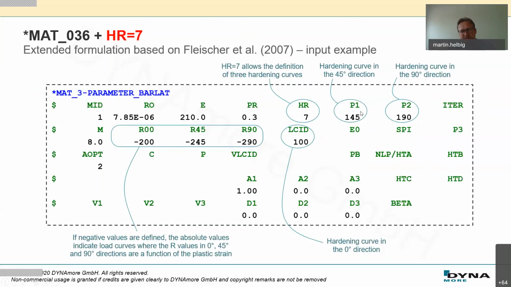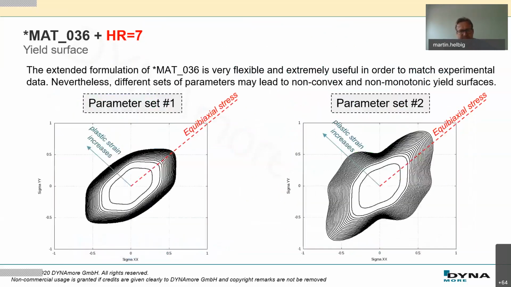And you put in your hardening curve directly here at P1, P2, and here is the one for the 0 direction. It's the hardening curve in the 0 direction. And it's also possible here to have a curve of these Lankford parameters as a function of the plastic strain. This means you calculate your R values as a function of the plastic strain to describe the yield behavior depending on the plastic deformation. This is how it looks for two different parameter sets.